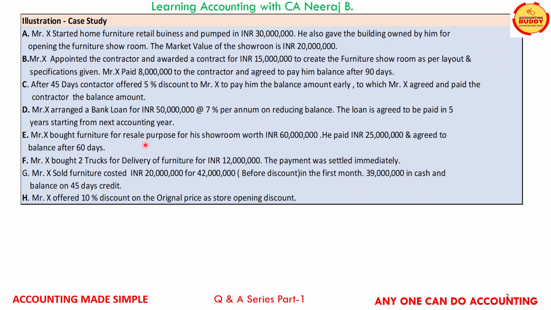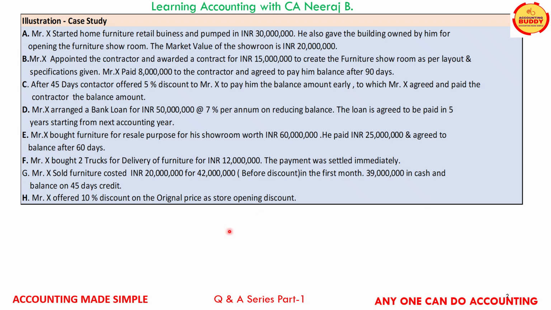Mr. X bought furniture for resale purpose for his showroom worth 60 million. He paid 25 million and agreed to pay the balance in 60 days. Mr. X bought two trucks for delivery of furniture for 12 million. The payment was settled immediately. Mr. X sold furniture costed 20 million for 42 million in the first month, 39 million in cash and balance on 45 days credit. Mr. X offered 10% discount on the original selling price as store opening discount.